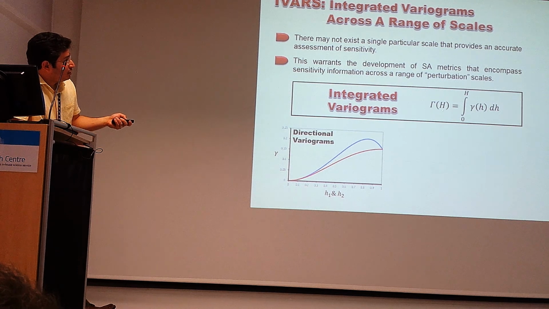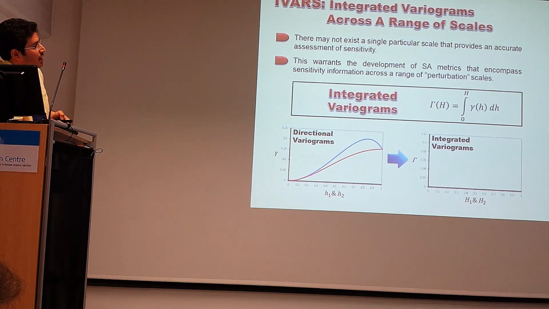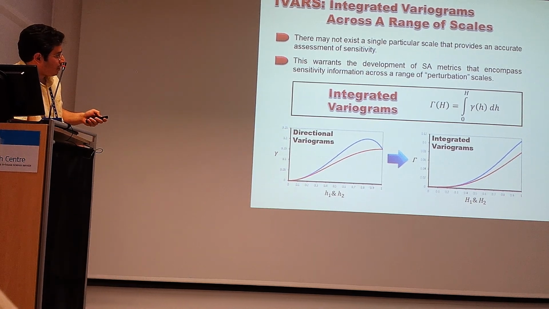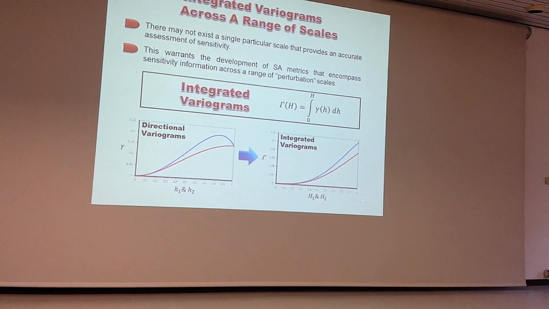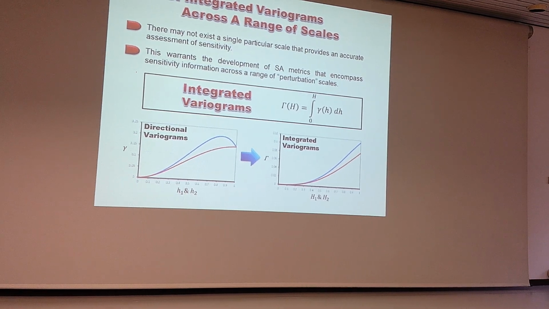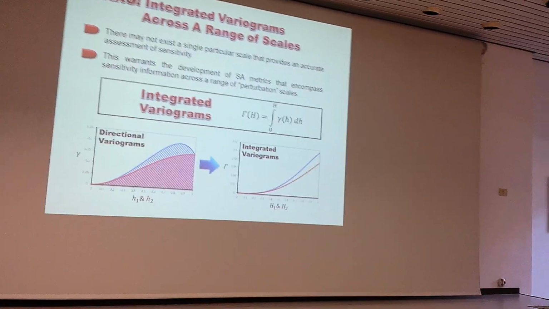So this variogram integration is simple. I have the gamma function. This is my variogram. Now I'm integrating that over h from 0 to some big H. So this is my directional variogram of example 1. If I do the integration, I will see these functions. So obviously, as I go from 0 to 1, the blue one gets higher and higher, telling me that the blue one is more sensitive according to this metric.